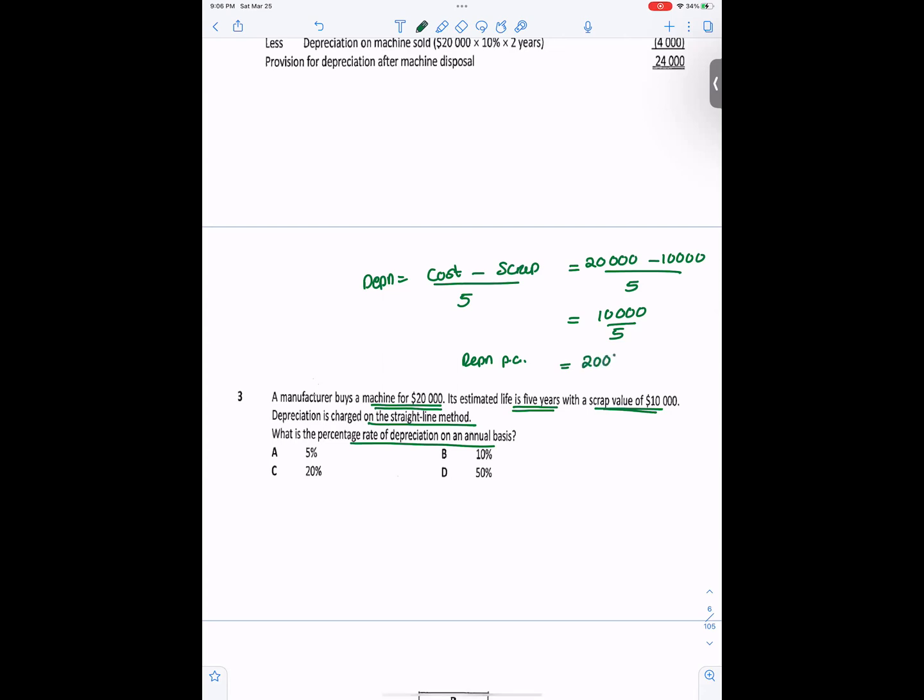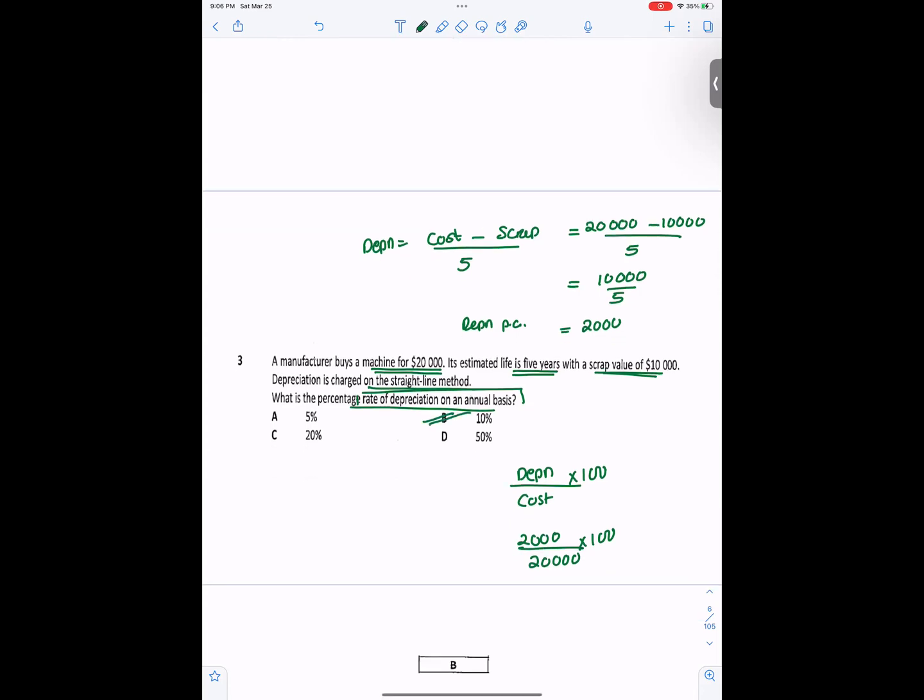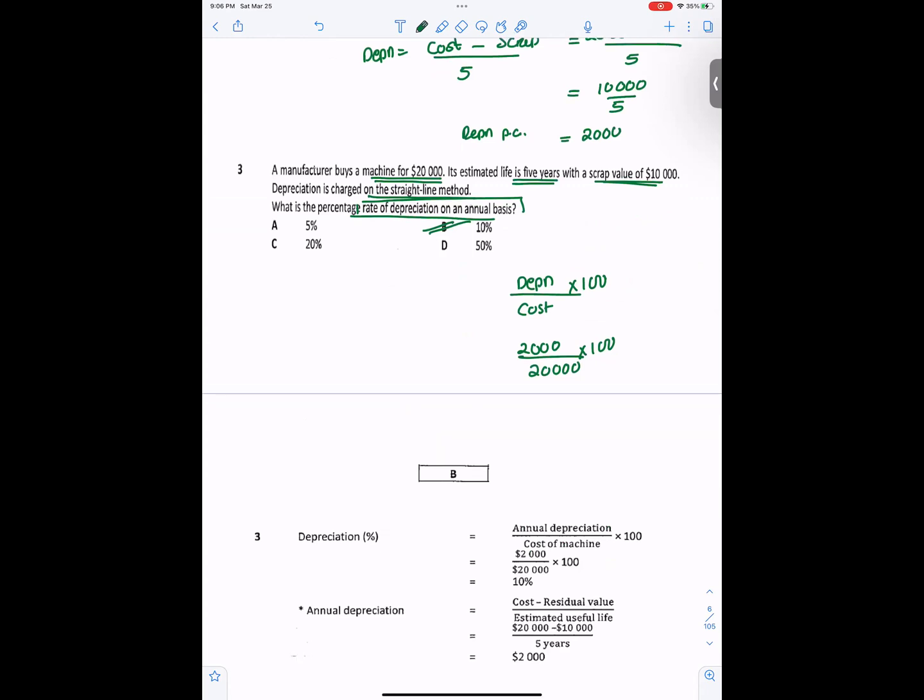2,000. I want to find the rate of depreciation: depreciation divided by cost into 100. So 2,000 upon 20,000 into 100. What is the rate of depreciation? 10%. B. Are you with me? Yeah.